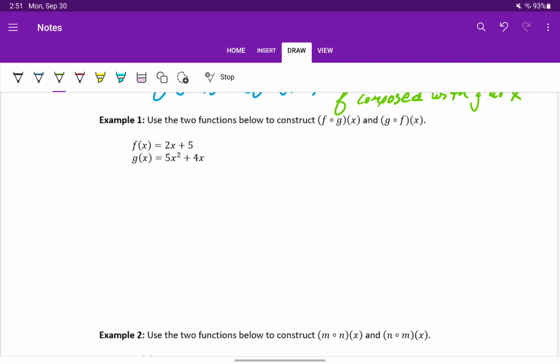Let's look at what this means practically. Using the two functions given, we want to construct f of g of x and g of f of x. We'll start off with f of g of x, which literally means we're going to take the function g of x and plug it into f of x for every iteration of x that we see.